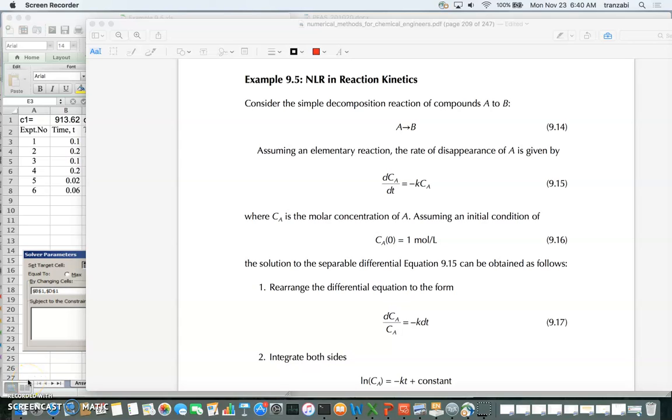All right, so welcome back to CHE205. This is part 3 of solving nonlinear problems, nonlinear optimizations using spreadsheet calculation. So we particularly talked about example 9.5 in the textbook, and we talked about this reaction.